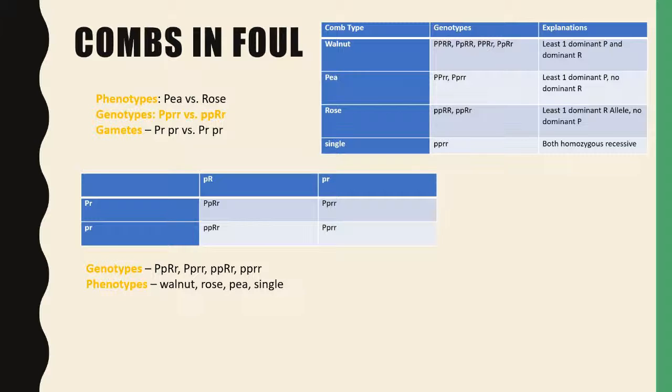So as you see from the top table up there, all the different comb types, what genotypes correspond to what, and the explanation. So for example, a walnut will mean you will have at least 1 dominant P, and you will have a dominant R as well. So you'll have at least one of each. For pea, you'll have at least 1 dominant P, but you will not have a dominant R. You cannot have that dominant R, but you have to have a dominant P. In rose, it's the other way around. You have to have a dominant R, but you can't have a dominant P. In single, you just have both homozygous recessive.